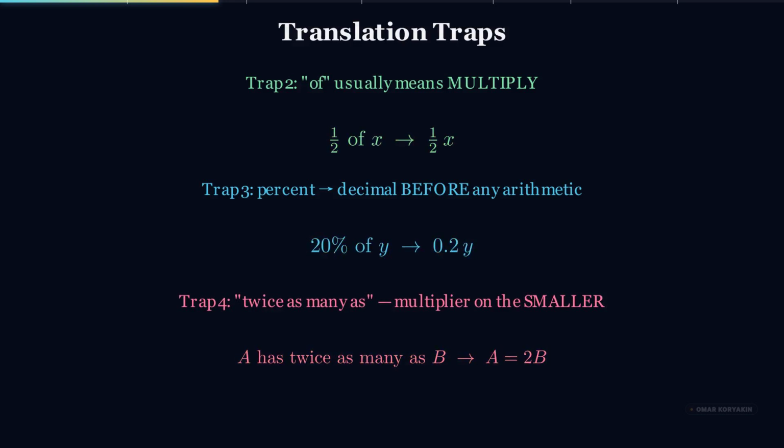Trap family 4 is the twice as many as direction. If a sentence says A has twice as many items as B, then A equals 2B, not B equals 2A. The bigger quantity is the one being described, and the multiplier sits in front of the smaller quantity. Same trick with 3 times as many, 4 times as old, half as much, and similar comparison patterns. Always identify which side of the comparison is the bigger quantity and place the multiplier on the smaller quantity. Reading the equation back into English is again the safest verification step, because a wrong direction makes the read back say something different from the original sentence.